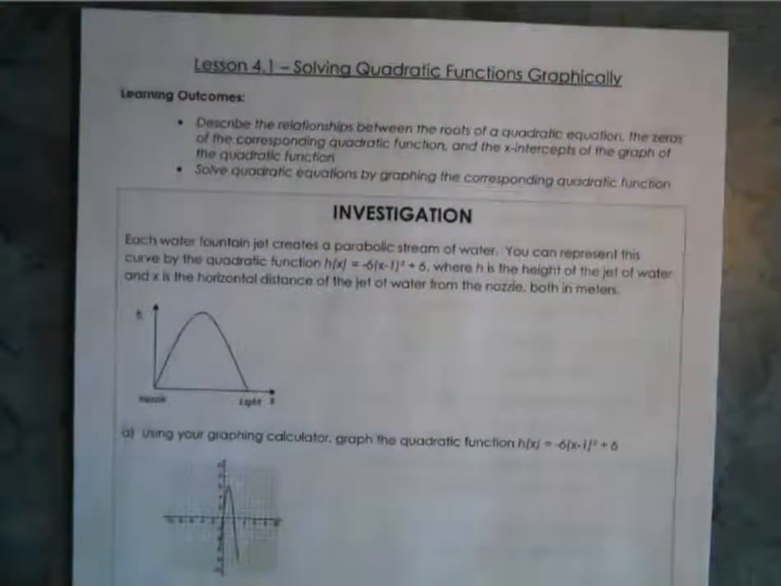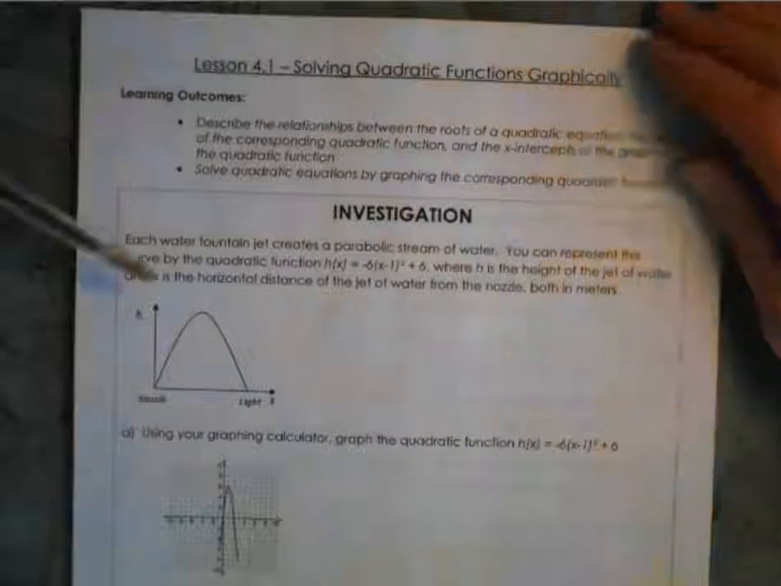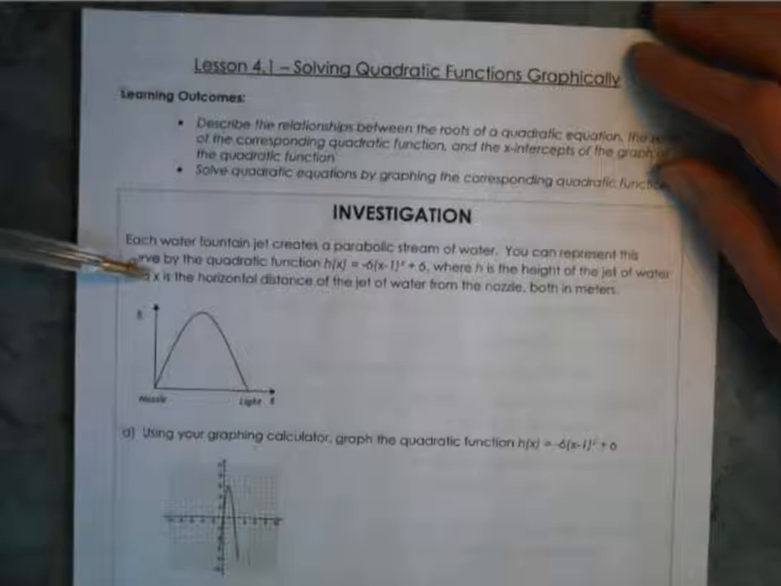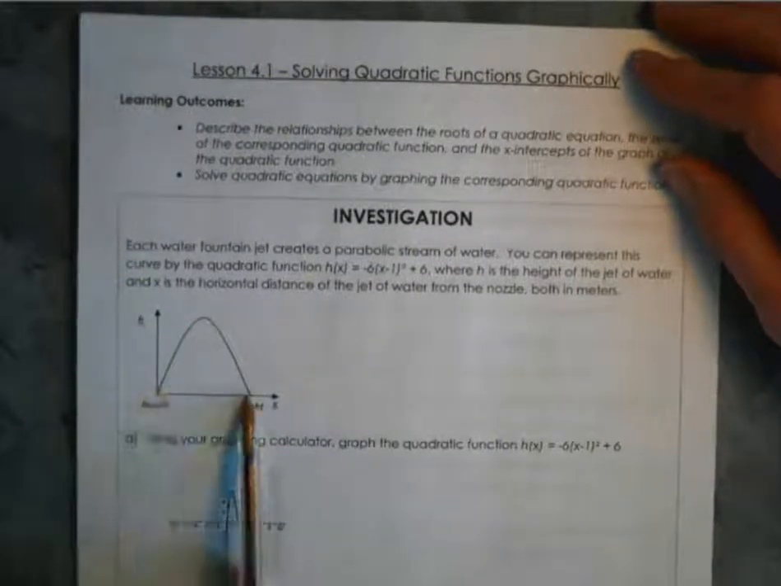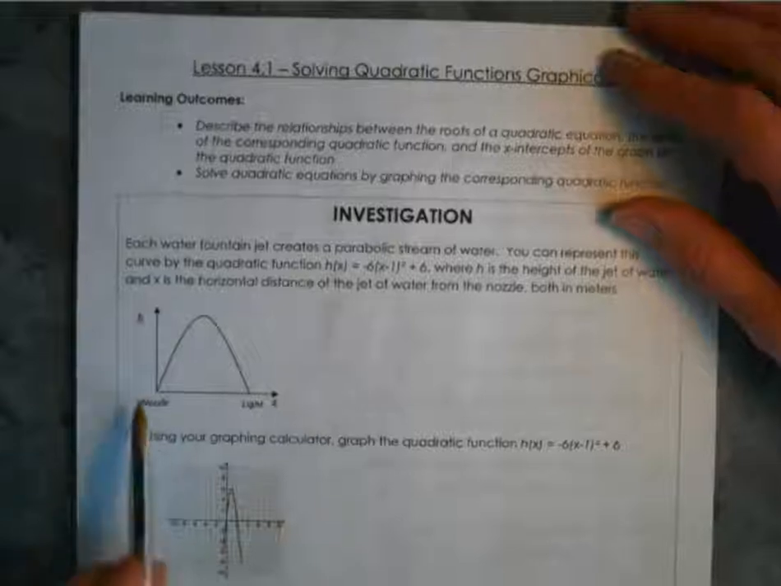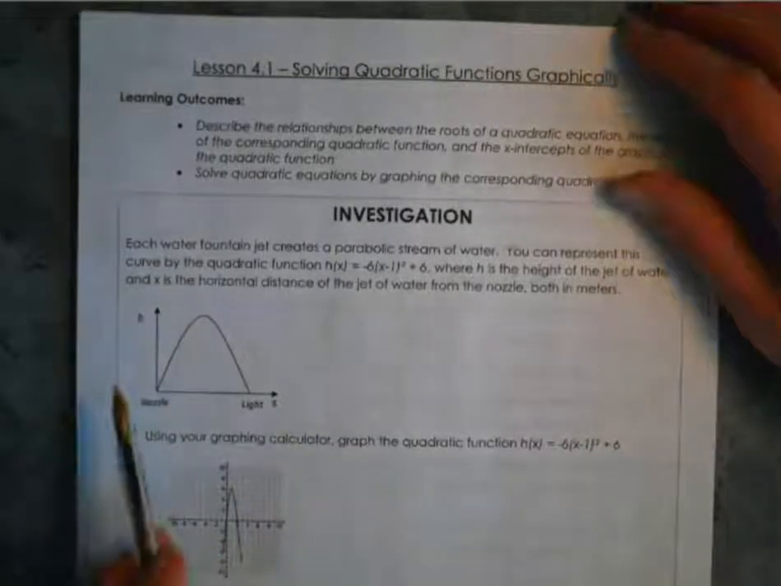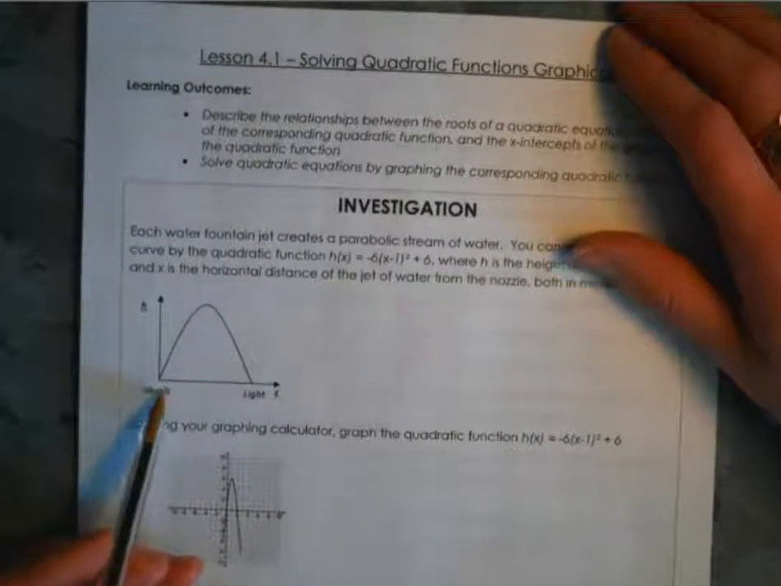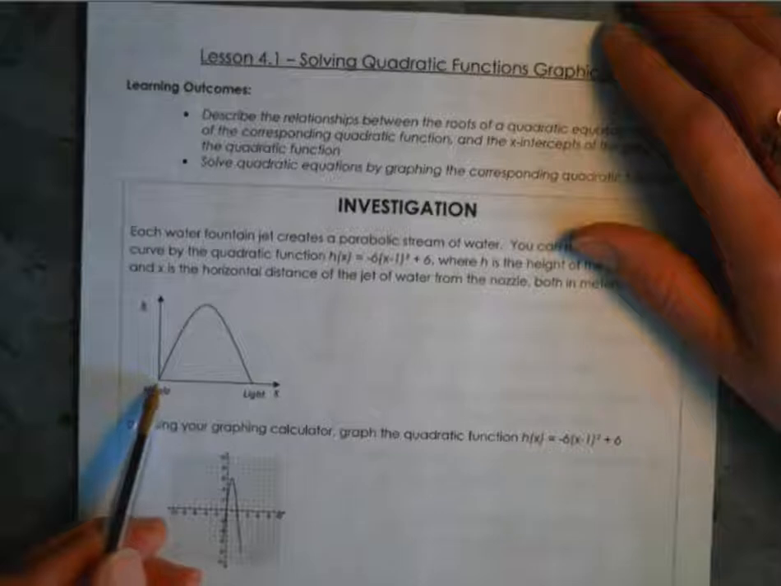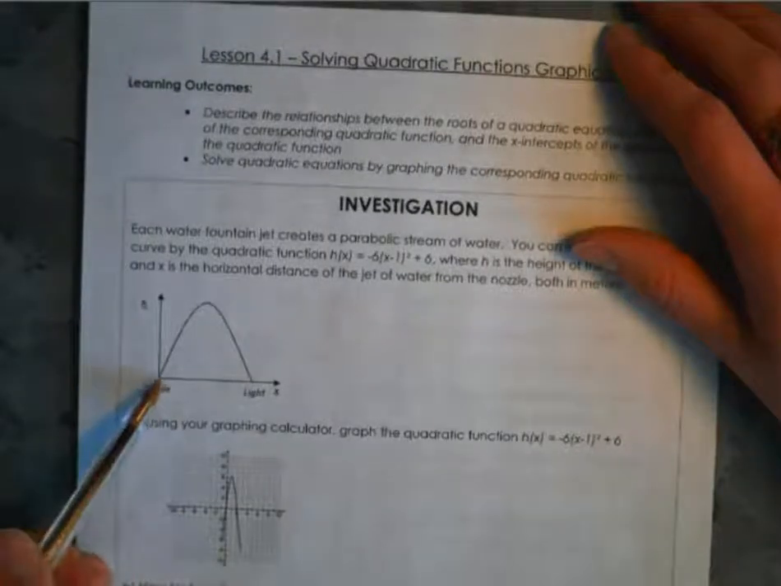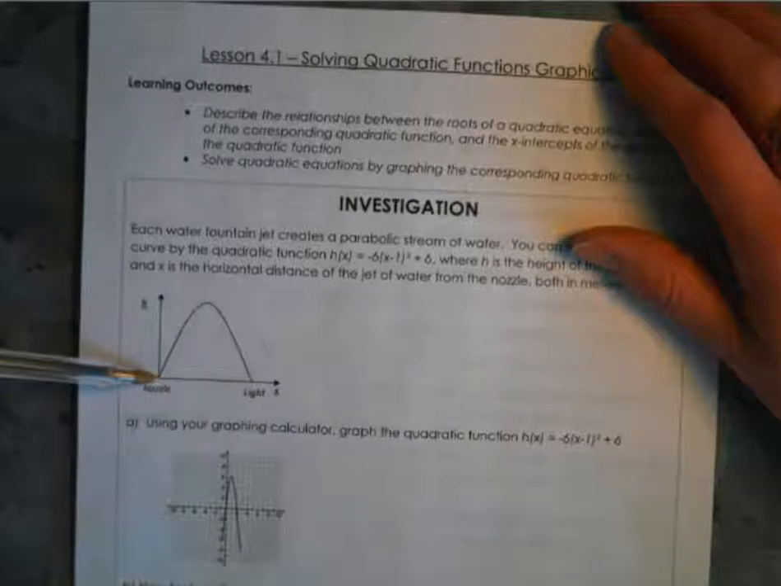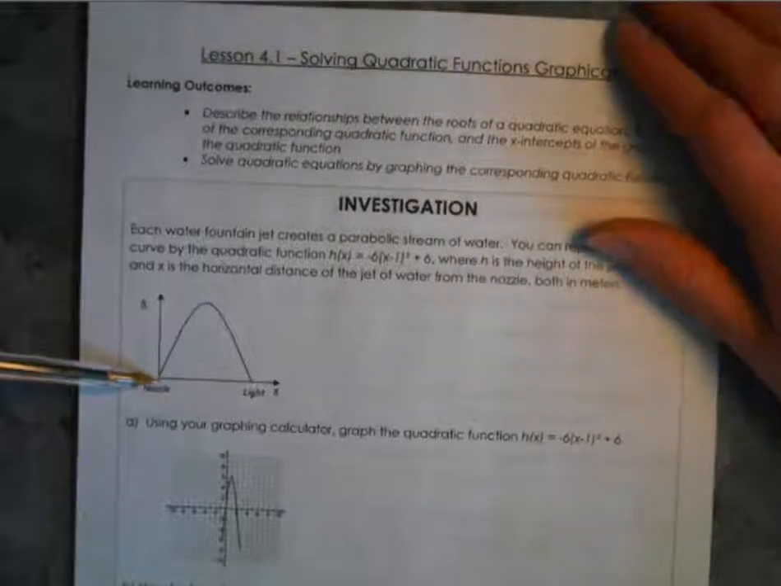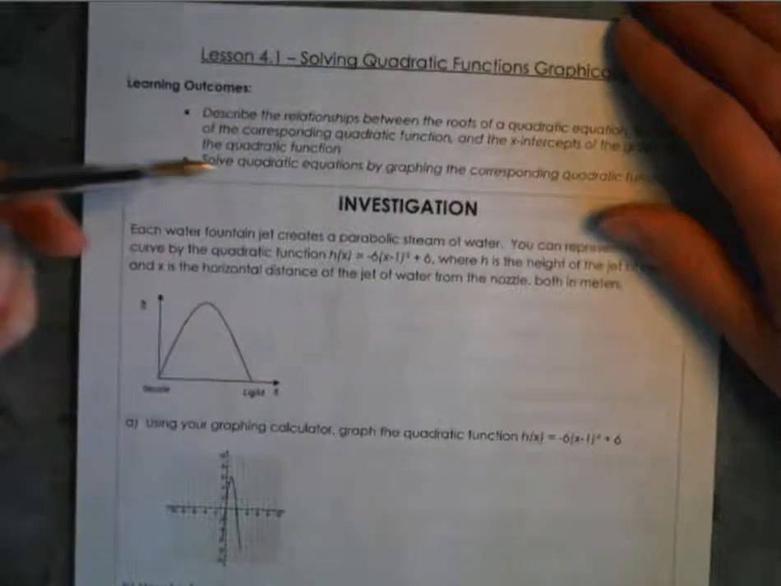Okay, and so h is representing the height of the jet of water, and you can see that down here on the graph. H is on the y-axis here, so the height of the water, and x is the horizontal distance that the jet of water is going to travel from the nozzle. So basically this drawing is representing what's happening. The way that they place it is that wherever the water comes out of the nozzle is basically at 0 for height, and they consider that the origin, or 0 on the x-axis for horizontal distance.